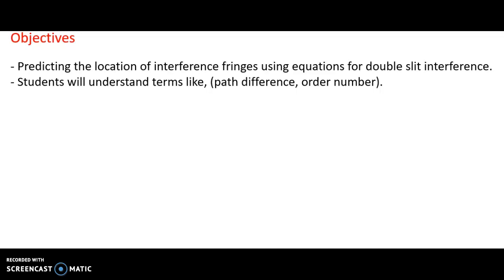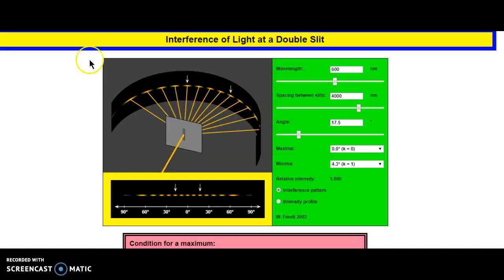The objectives from this lesson in our journey with light: you will be able to predict the location of interference fringes using equations for double slit interference. Students will understand terms like path difference, order numbers, and so on.